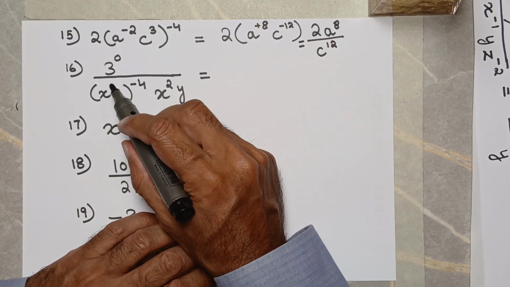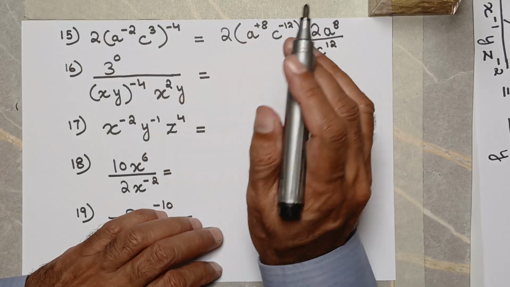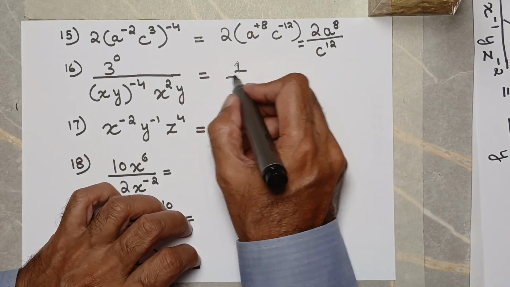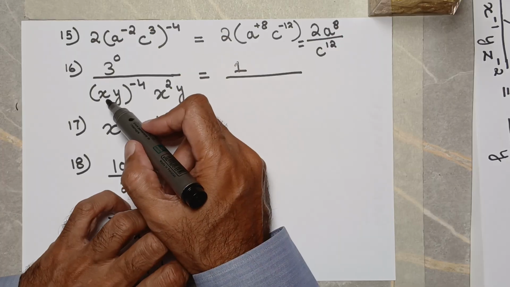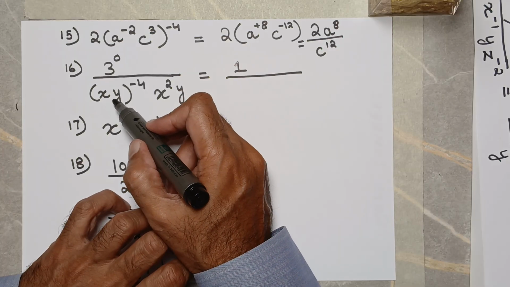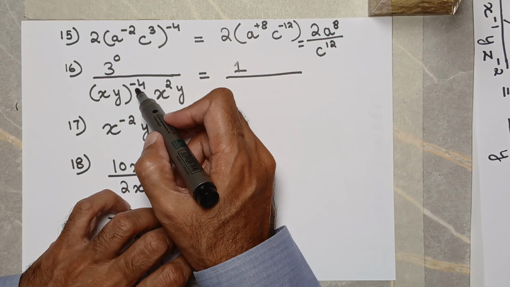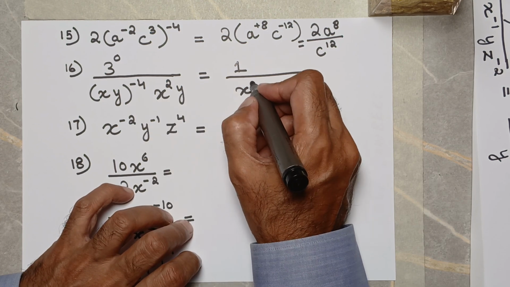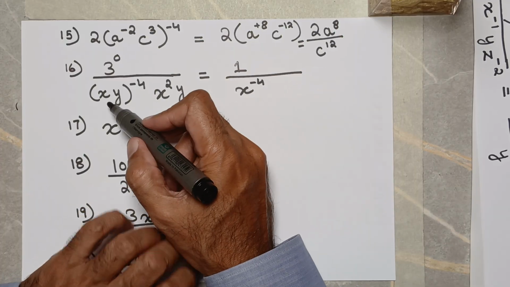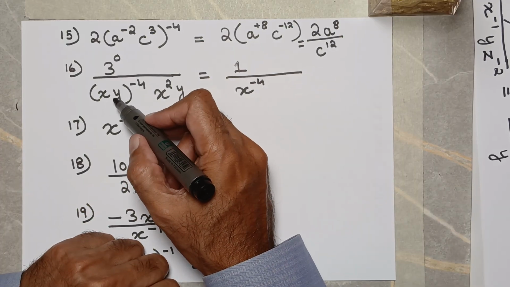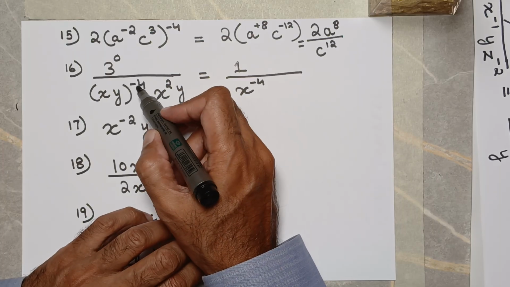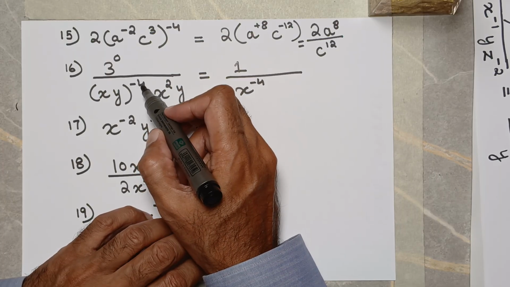Now here in question number 16, we have 3 raised to the power 0. First of all, we know what we will do. We will simply put a 1 over here. And here it is x. Within the parentheses, we have x dot y, and outside it is raised to the whole minus 4. What will we do? We will simply write it as minus 4, because each term of this factor, x and y, is going to be multiplied by this exponent raised to the power minus 4.